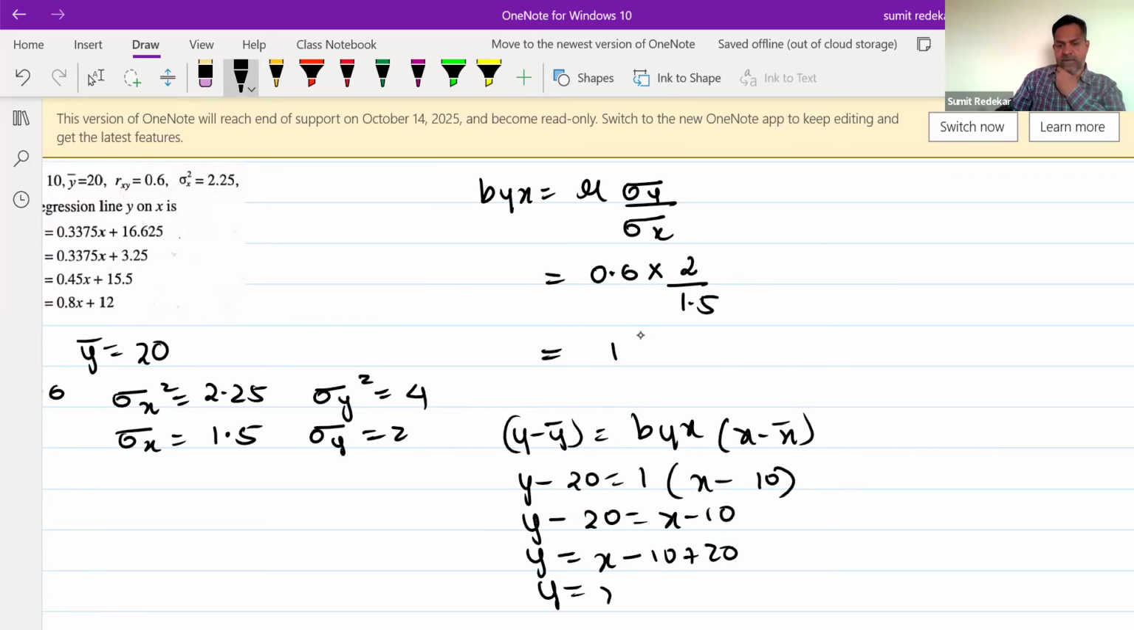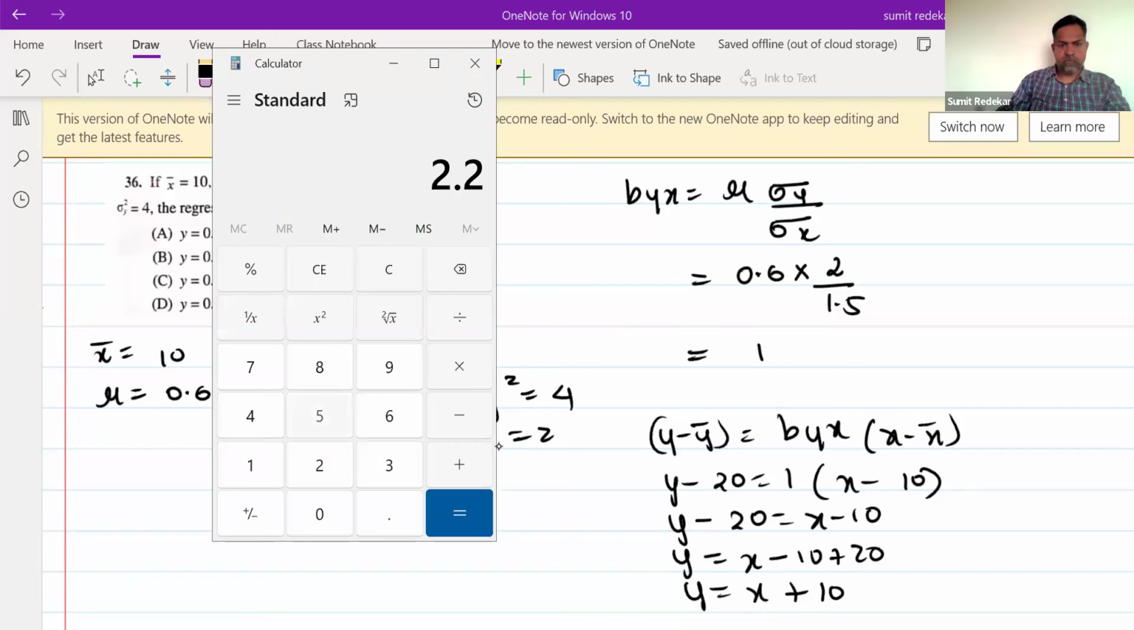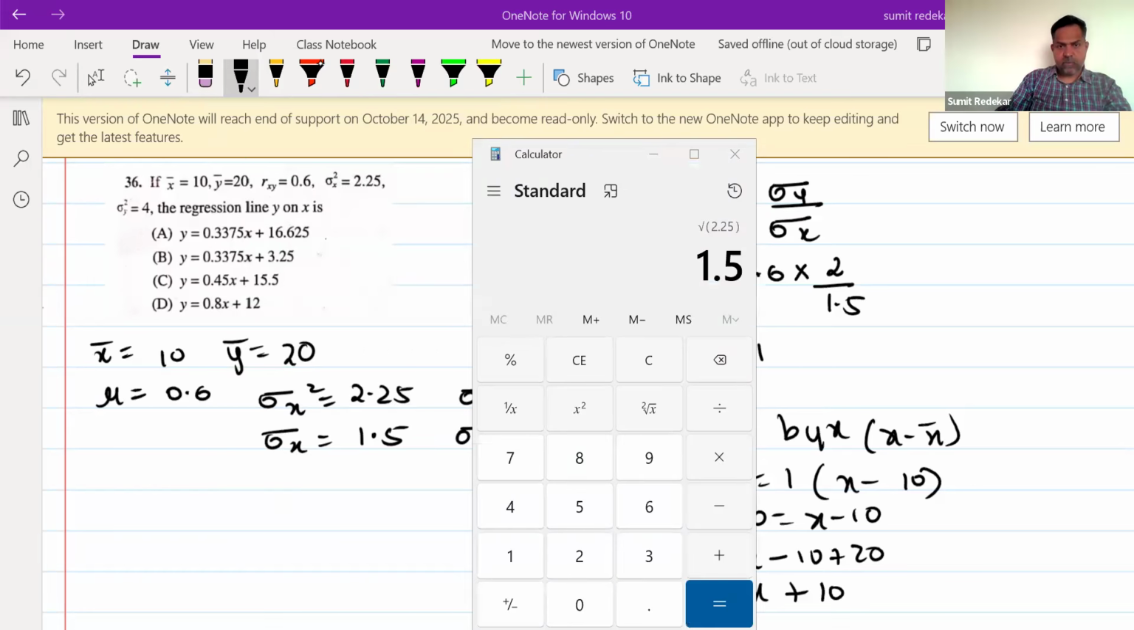Nope. Am I reading the data correctly? Yes. The correlation is 0.6, 10 and 20, 2.25. So the root of 2.25 is 1.5. Perfect. Sigma square x is 4, and the square root is 2. Perfect. Have I written something wrong? Is byx wrong?